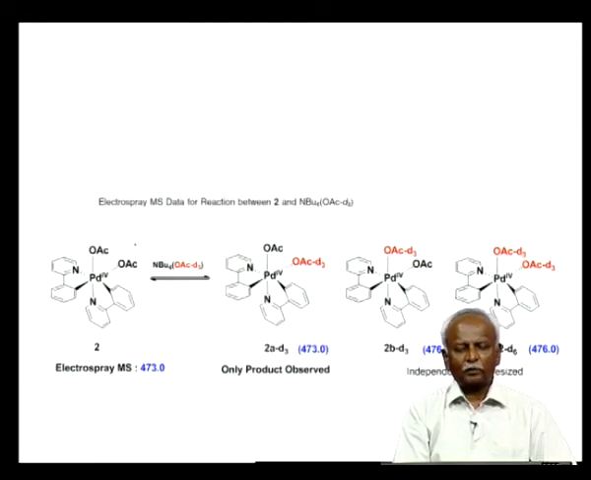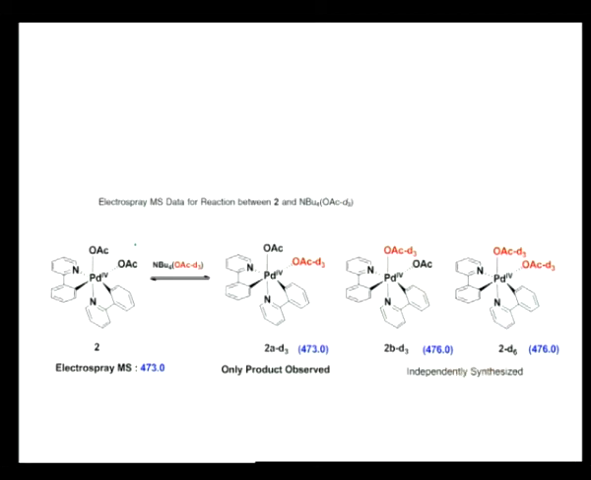The third possibility was another mechanism where you would have some rearrangements, and we will come to that. Before that, let us just see how these compounds can be detected. For this particular example, they used electrospray mass spectrometry to study the reductive elimination.